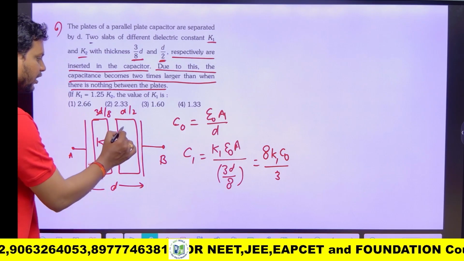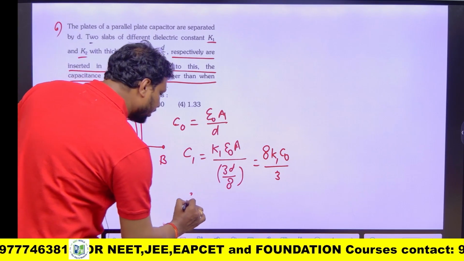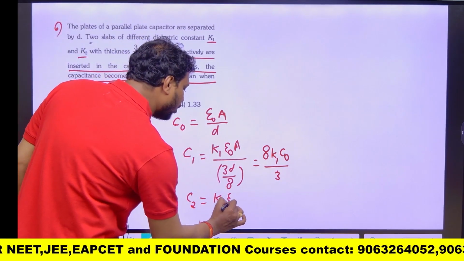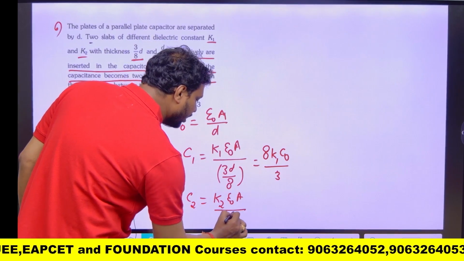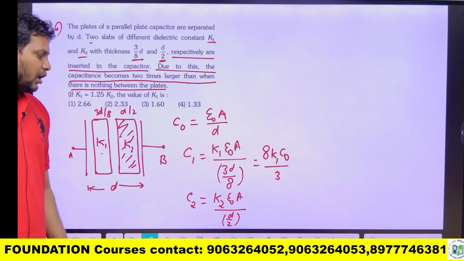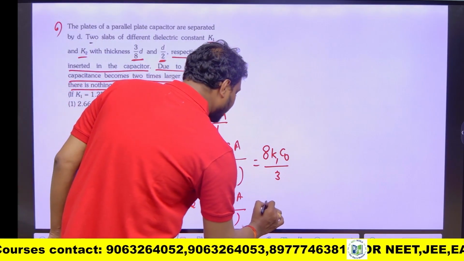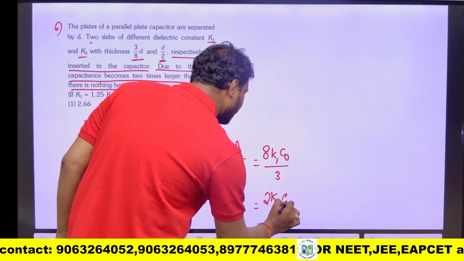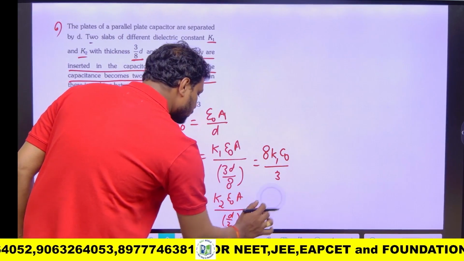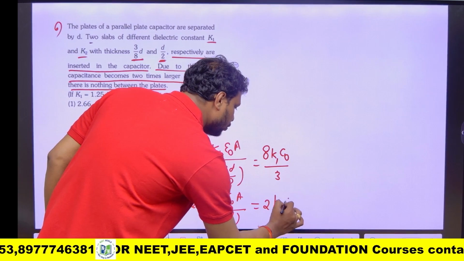In the same way, the capacitance of the second dielectric, C2, is equal to K2 epsilon naught A divided by d by 2. Then the 2 goes to the numerator, and epsilon naught A by d is once again C naught. So this value will be 2K2 C naught.